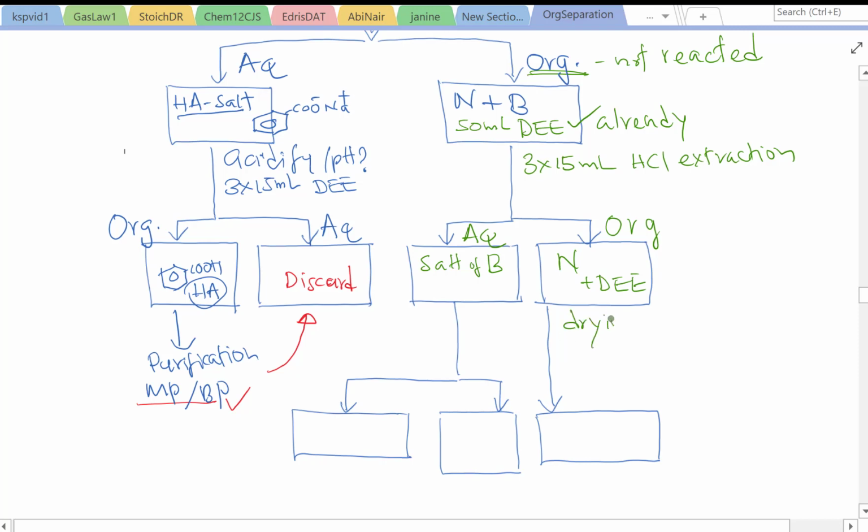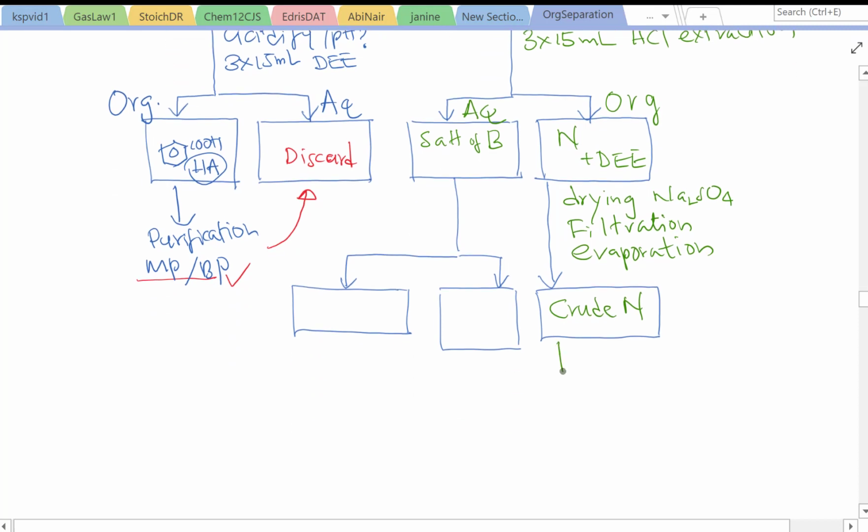With the neutral in the ether organic solvent, you do the normal drying with sodium sulfate, then gravity filtration, then evaporation using the rotovap. So that's done, and you have the crude neutral. The crude neutral you can further distill or recrystallize, and that's the purification. Then you test for melting point, boiling point, or even refractive index, whatever is provided, to identify what the neutral compound is. So voila, that's done.